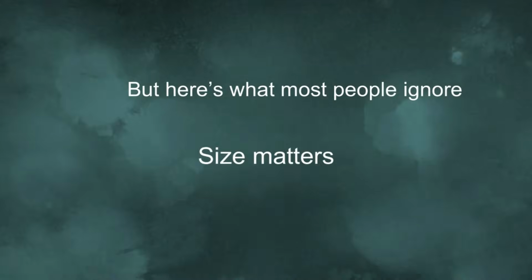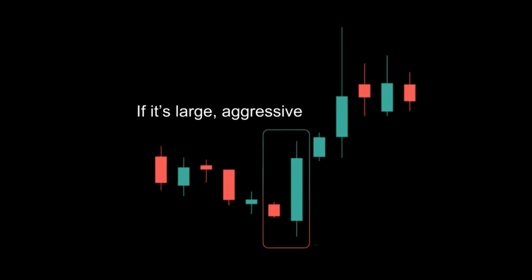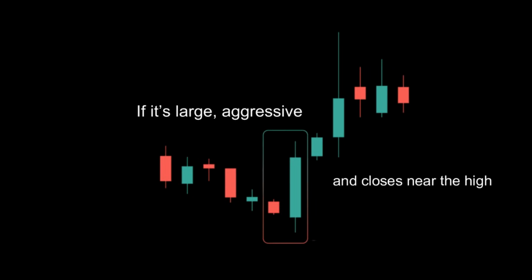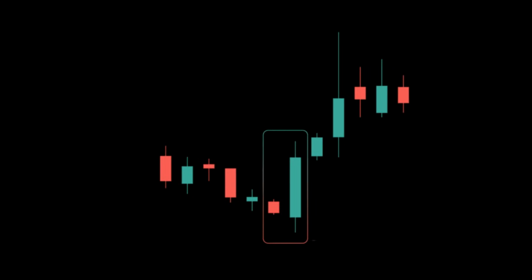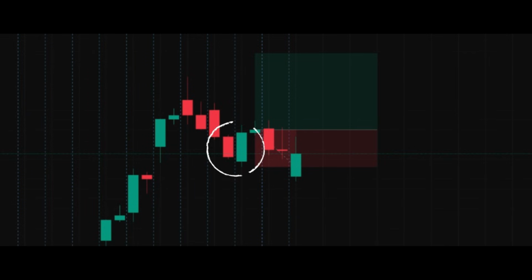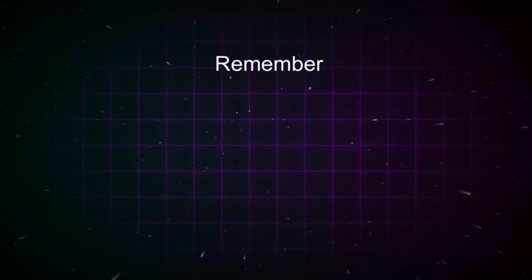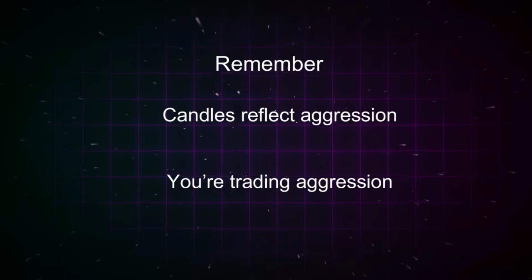But here's what most people ignore. Size matters. If the engulfing candle is tiny, that's not strong conviction. If it's large, aggressive, and closes near the high, that shows dominance. Also, engulfing patterns work best after pullbacks, at key levels, during trend continuation. Random engulfing in chop equals trap. Remember, candles reflect aggression. You're trading aggression.